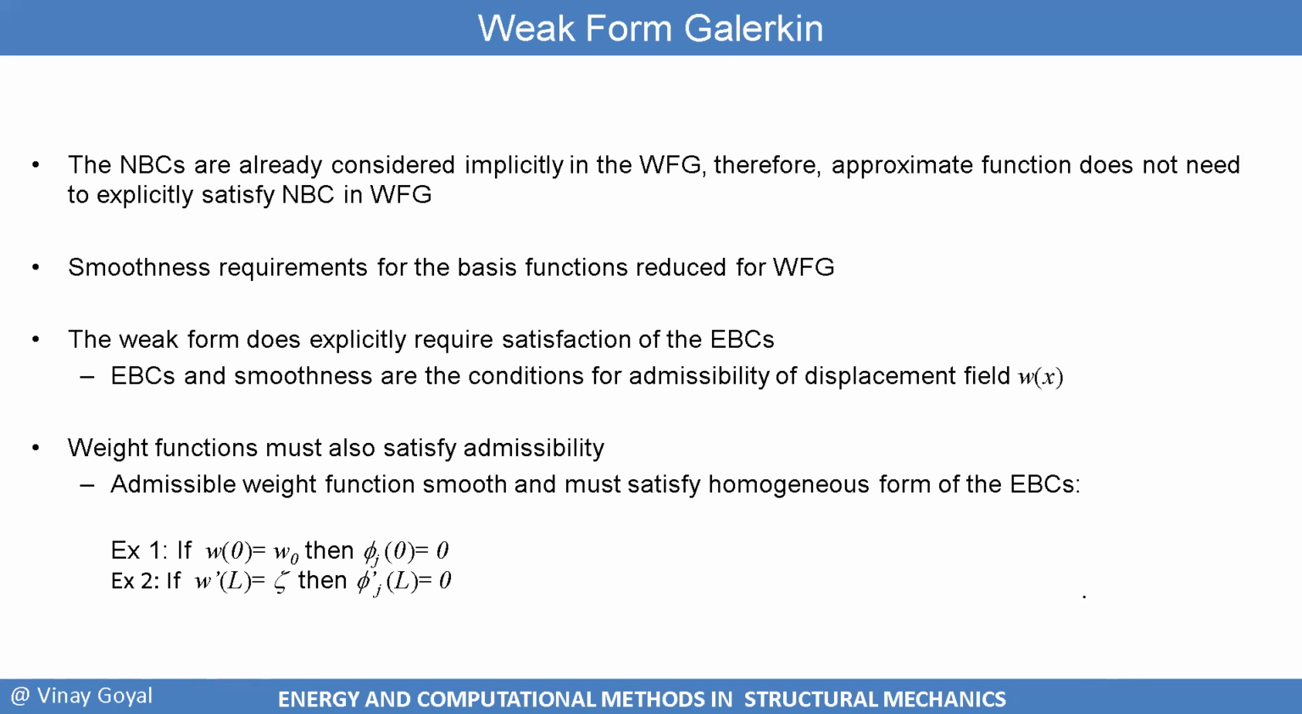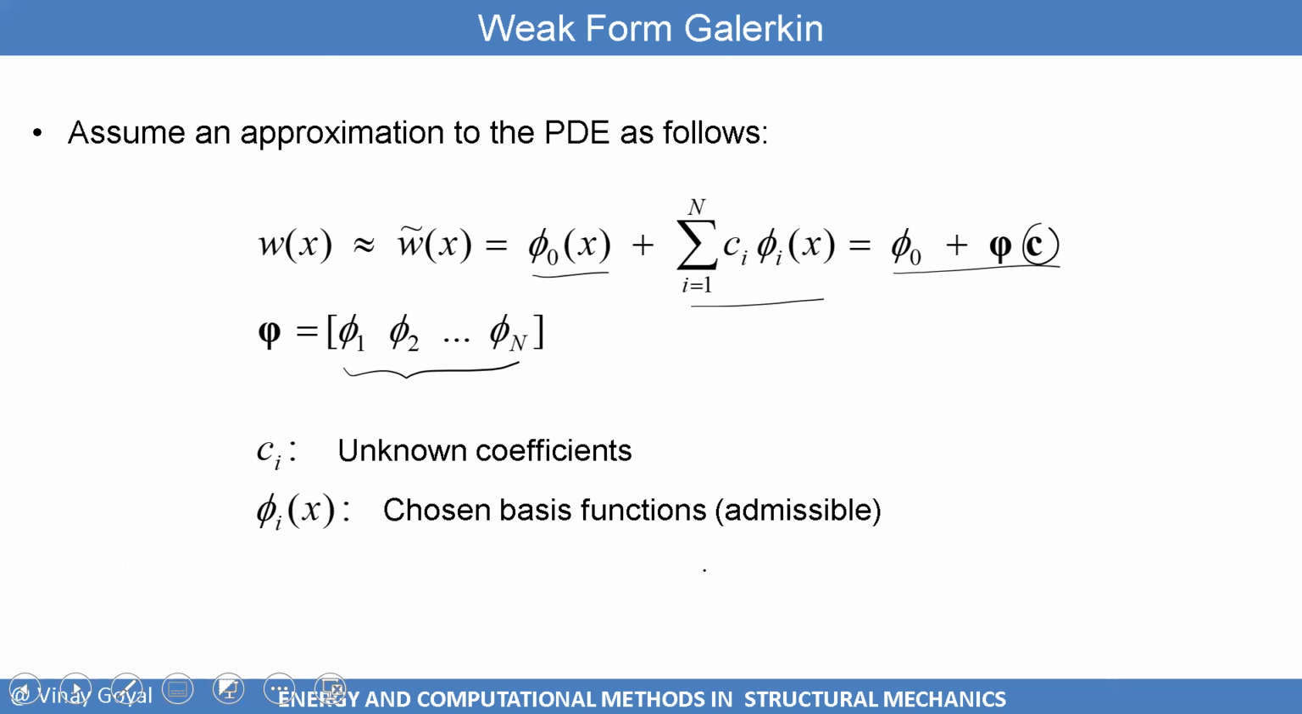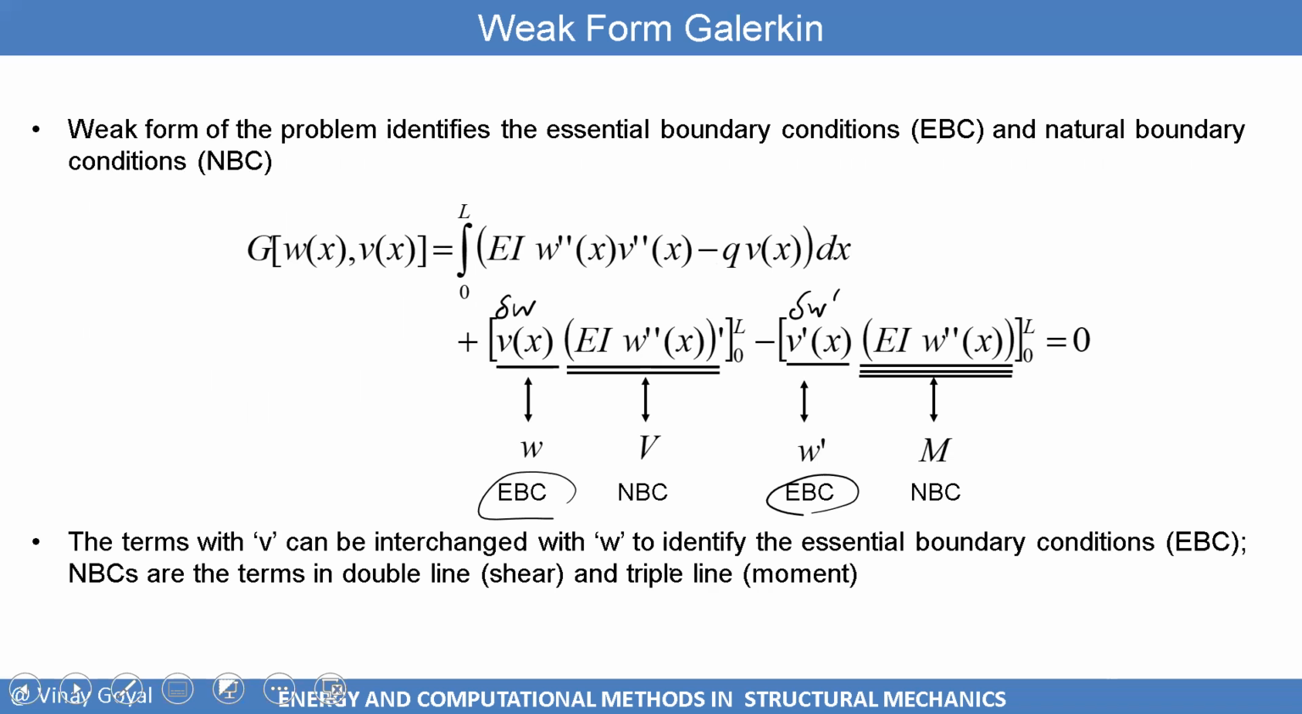And then the natural boundary conditions, like I said before, are already considered implicitly in the weak form of Galerkin. Therefore, the approximate function only has to satisfy the essential boundary conditions. That's the only thing it has to satisfy. It has to be smooth enough. And look already at the progress I made.